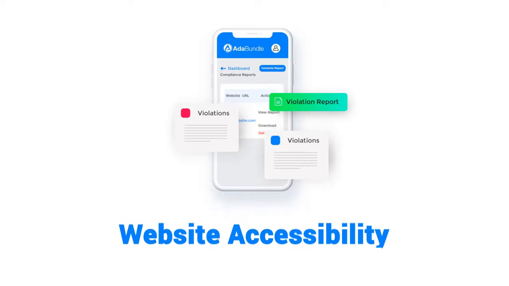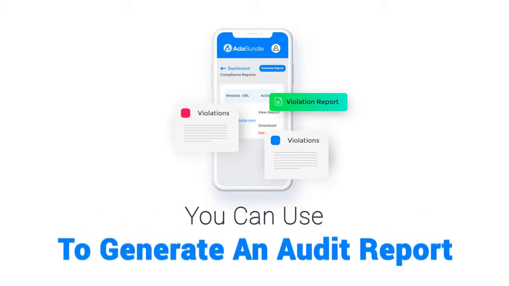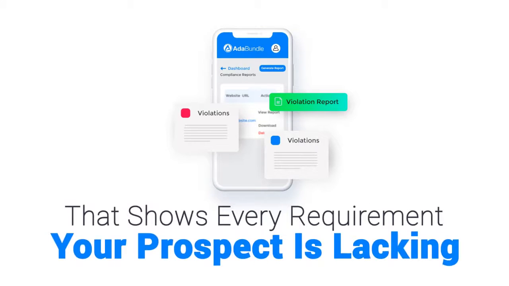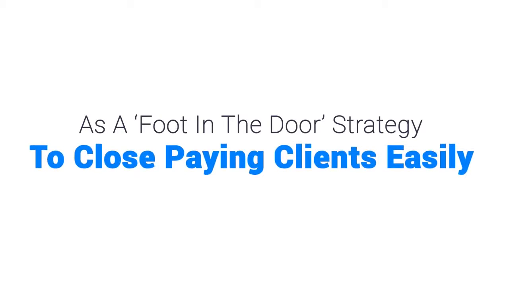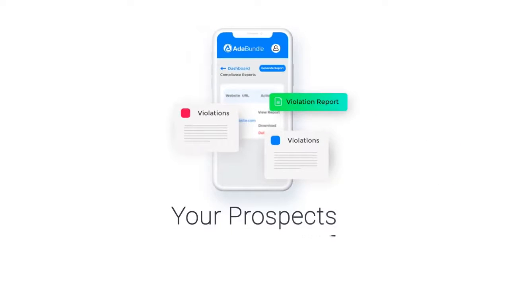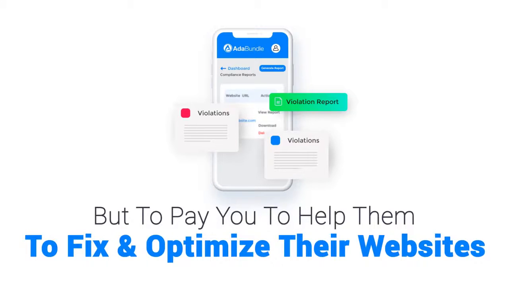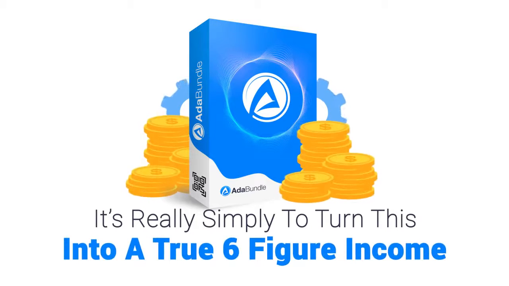You'll also be getting our website accessibility and ADA compliance audit tool so that you could use to generate an audit report that shows every requirement your prospect is lacking. This report can be used for lead generation or as a foot-in-the-door strategy to close paying clients easily. Now, with the audit report, your prospects will have no choice but to pay you to help them to fix and optimize their websites. It's really simple to turn this into true six-figure income.